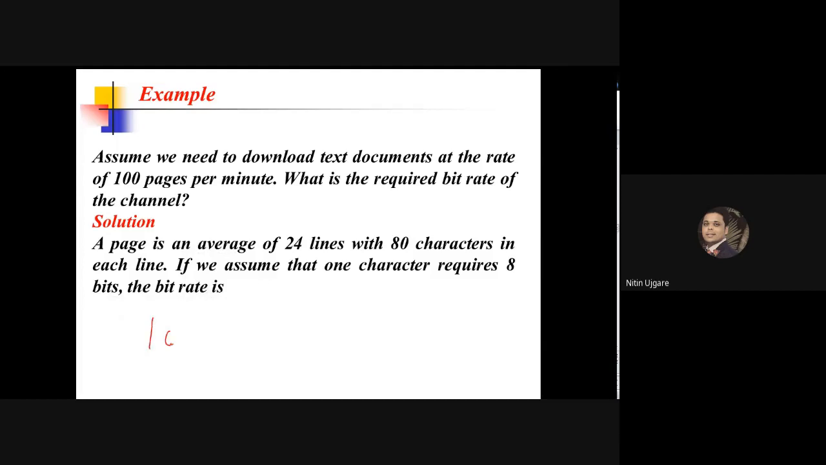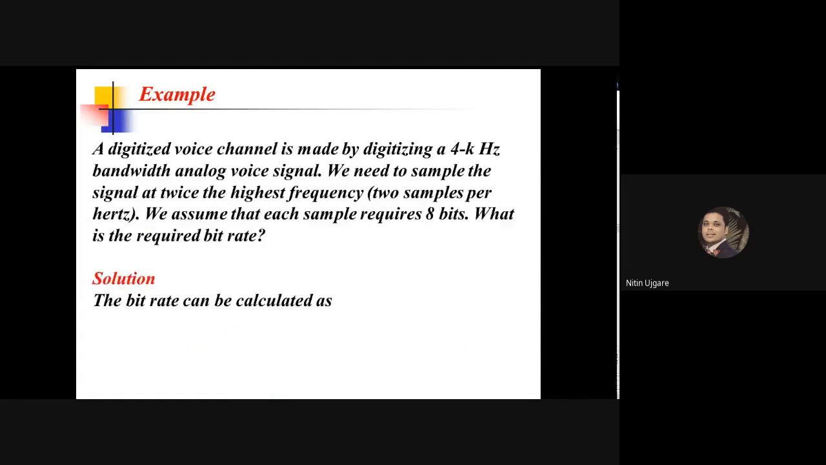So we have the total number of pages as 100. A single page has an average of 24 lines with 80 characters in each line. Now we are assuming that one character requires 8 bits to hold. So this will give me the total bit rate. It comes to around 1.5 something like that. So you can calculate it and check the answer.